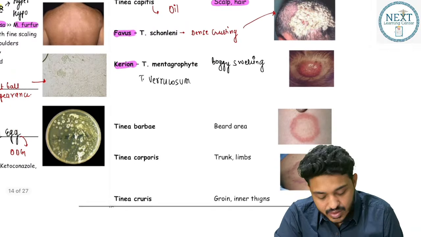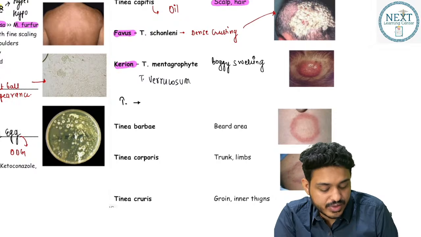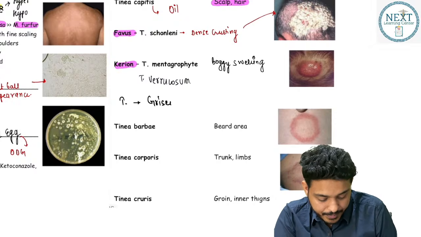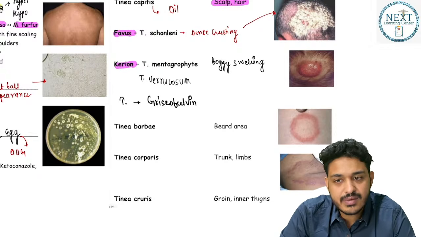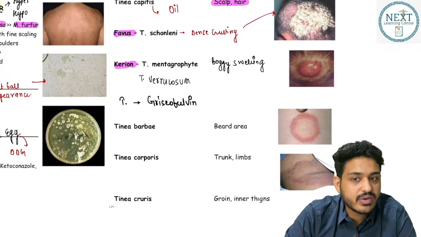For both the tinea you are going to use the drug of choice. This is going to be what? Griseofulvin, right? In tinea capitis the drug of choice is griseofulvin. In all the other tinea you can give terbinafine, right?